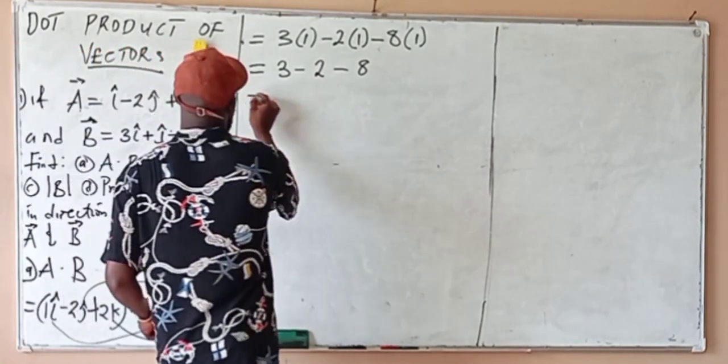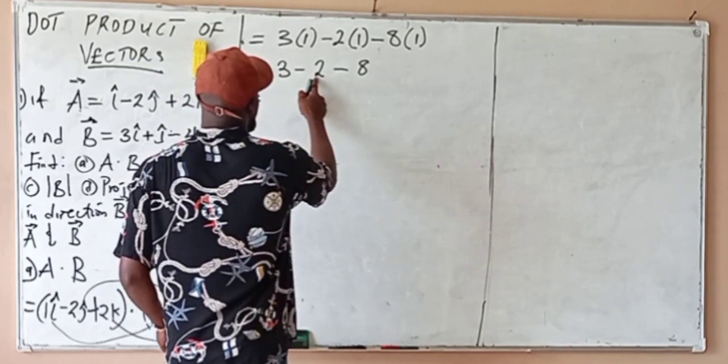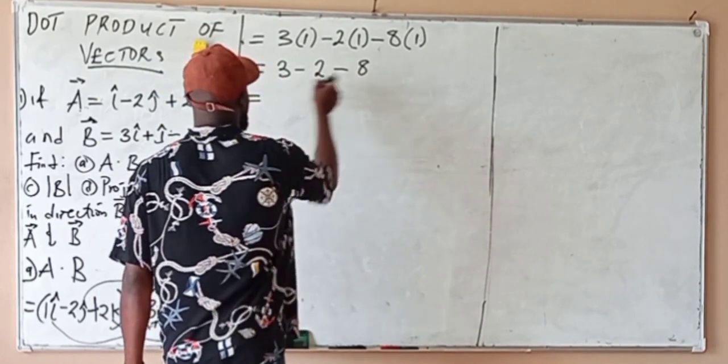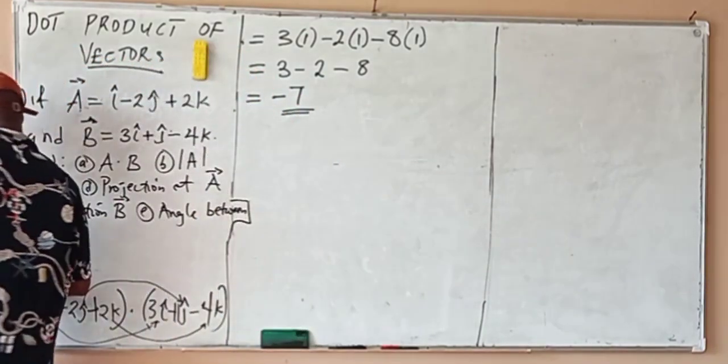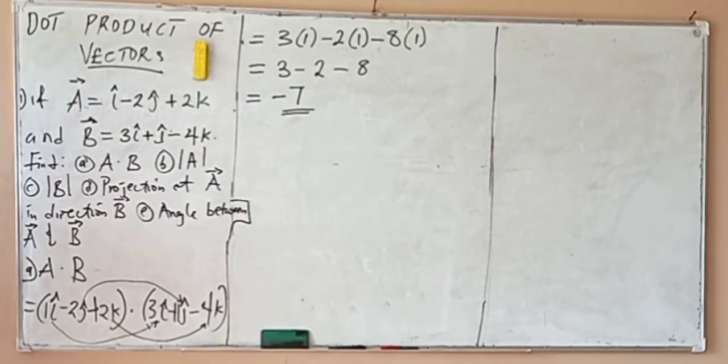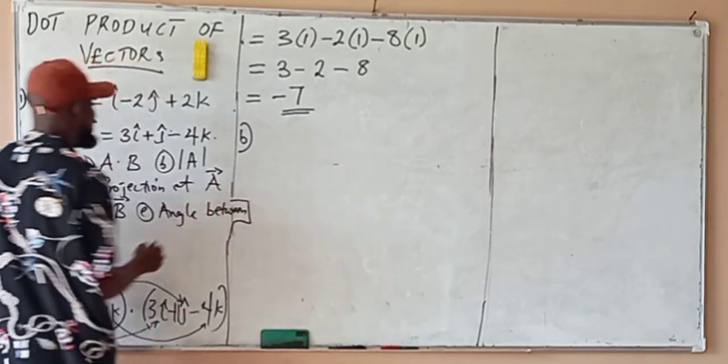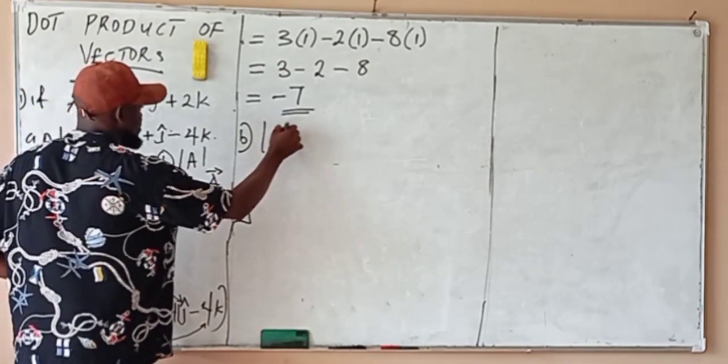So if I'm doing this, I'm going to have 3 minus 2, that is 1. 1 minus 8 gives us minus 7. That will be the A dot B. Then, question B. Question B is, what is the magnitude of A?